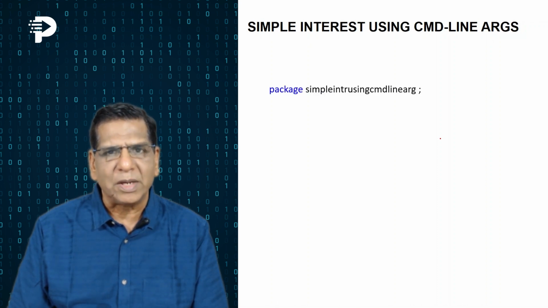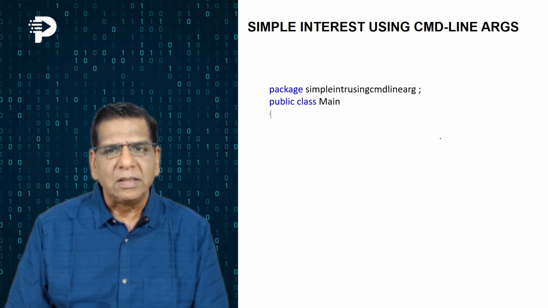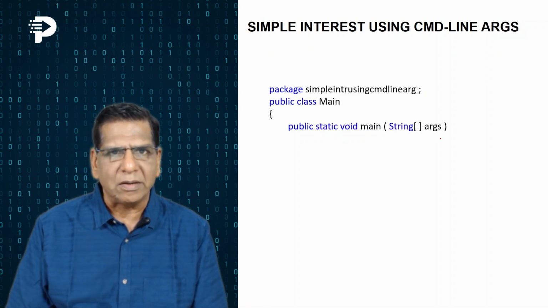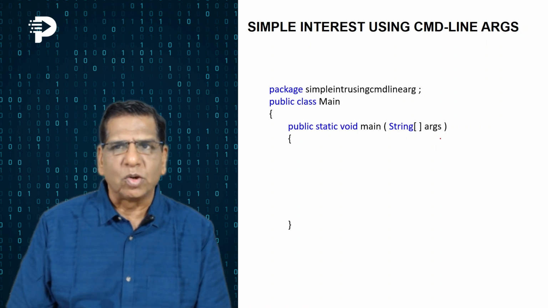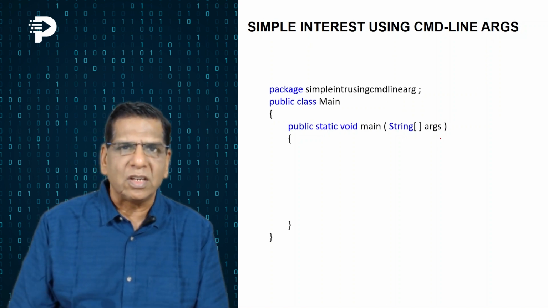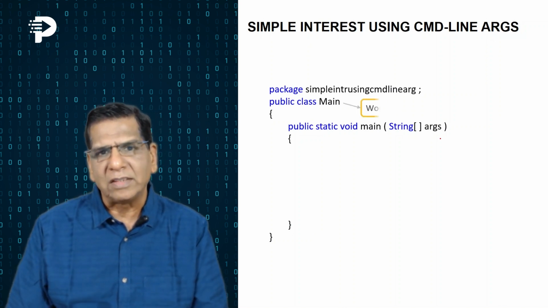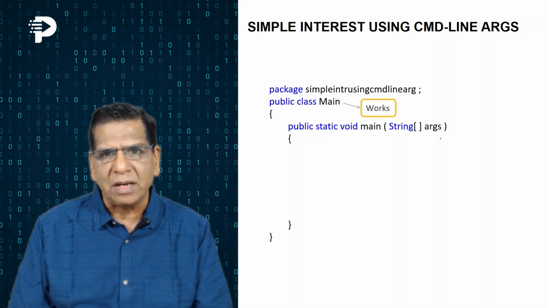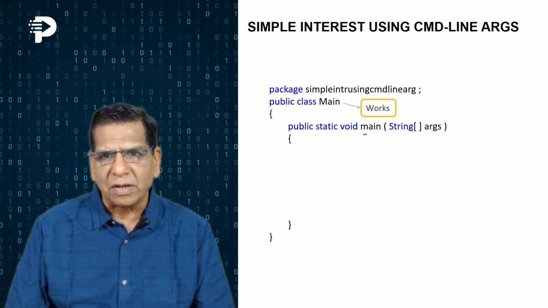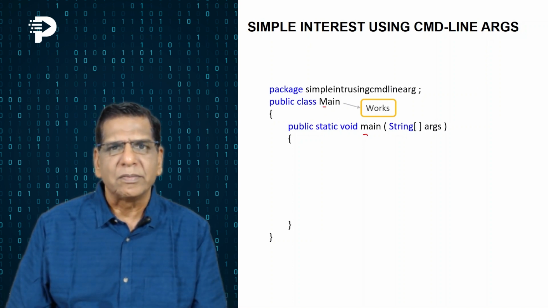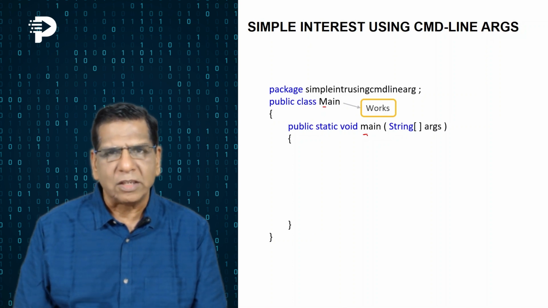Start with a package by the name simple interest using command line arguments. Then some public class main, inside which we have the public static void main. Within this we will write the code to convert the stringized numbers into their numeric equivalent. Do realize that the name of this public class can indeed be main. That main, you will appreciate, is different than this main. You have a capital M here, there is a small case m here. Fine, that is perfectly okay.